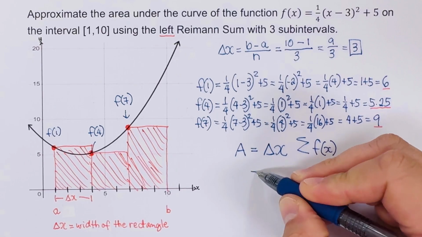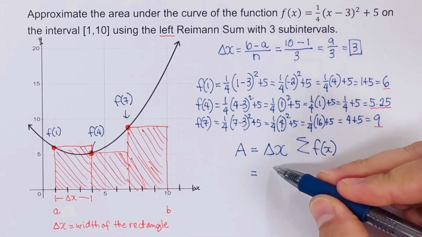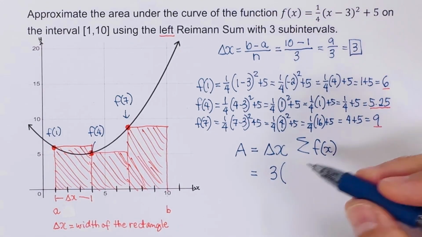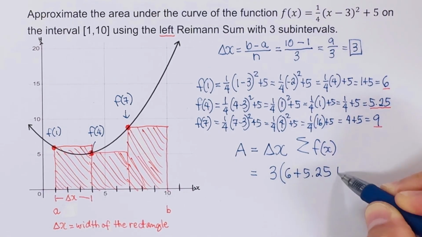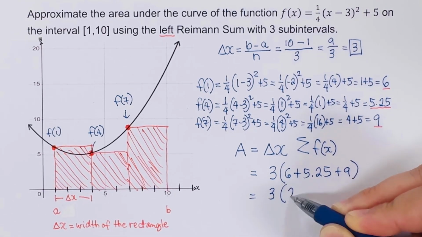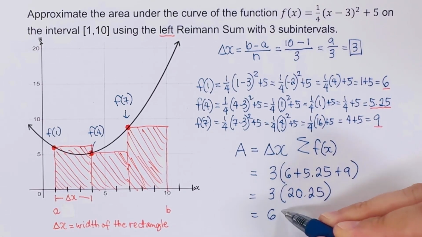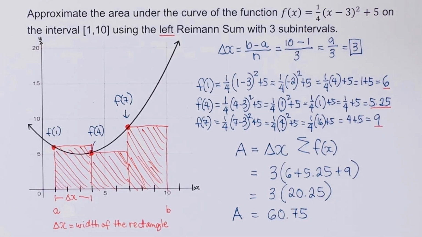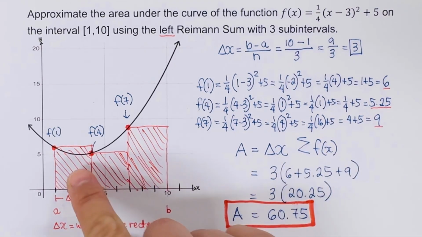So our equation would come out. Our delta x again is 3. We got that from there. And then multiply that by the sum of each of the f of x's. So that would be 6 plus 5.25 plus 9. So if we do the math here, this would be 3 times 20.25, which will give us 60.75. So this is the approximate area for these given rectangles that we have here.